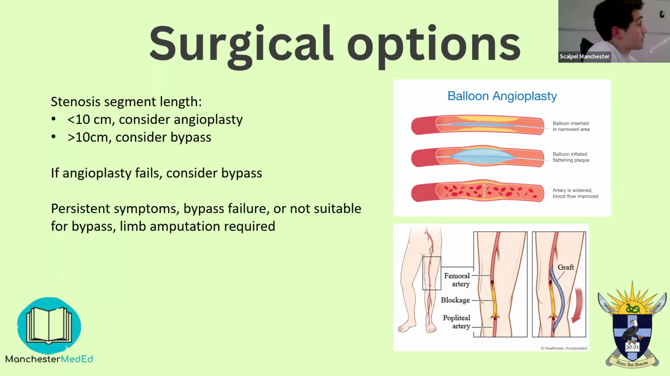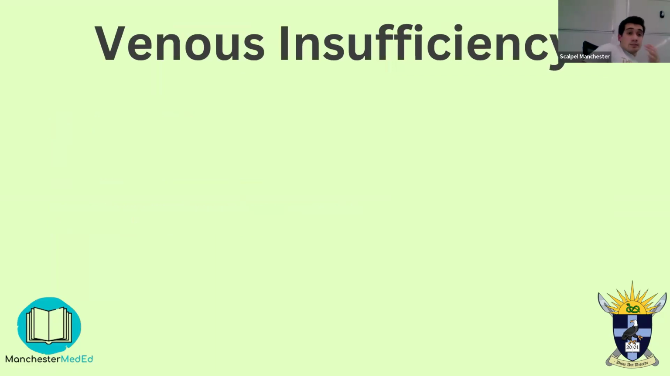If bypass fails, and bypasses do fail, they fail a lot. They thrombose, they clot, particularly if they get infected, and particularly if patients don't stop smoking. Then you have to progress to an amputation. And this is what you'll see all the time on the ward. It does not say it happens to all the patients. It's just all the patients you see on the wards will be the ones who've had these failed bypasses. So that's vascular arterial disease.